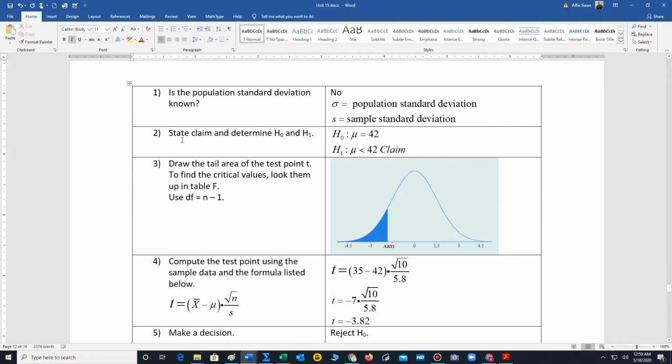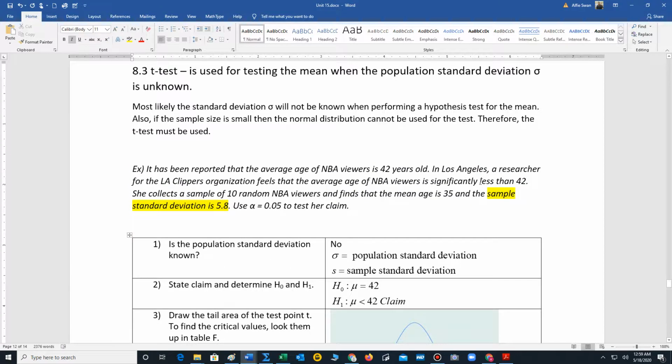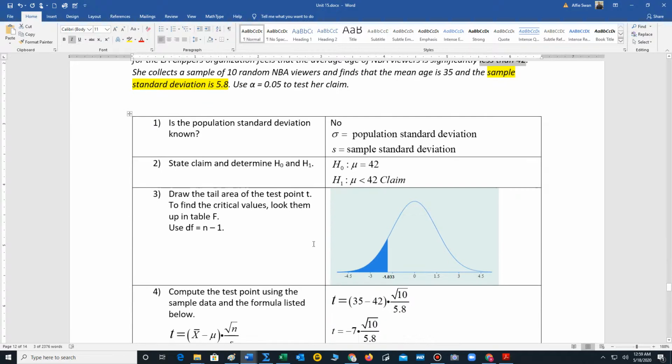So that's step one. Step two is we state the claim and determine H naught and H sub 1. Well, the claim is that the mean is less than 42. That's H sub 1. H naught is always the mean equals, in this case, 42. We draw the tail area of the test point. Okay, so we draw our t-distribution. It's a left tail. And since we're looking up a t-value, we have to compute degrees of freedom, n minus 1. So n is 10, so n minus 1 is 9.